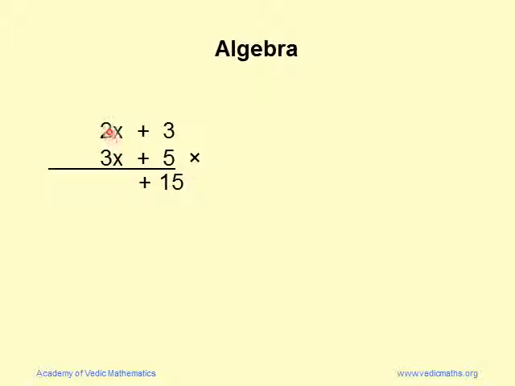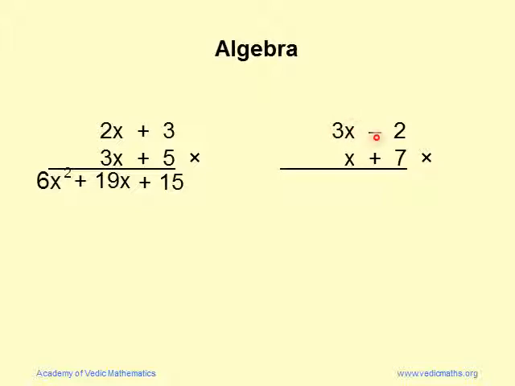Now in the middle section, we do a crosswise multiply and add. 2 times 5 is 10 plus 3 times 3, which is 9. 10 plus 9 is 19. So we get 19x in the middle. On the leftmost it is vertical again. 2 times 3 is 6. So we get 2x times 3x, which is 6x squared. That comes on the leftmost value. So 2x plus 3 times 3x plus 5 is 6x squared plus 19x plus 15. Let's look at another example here.